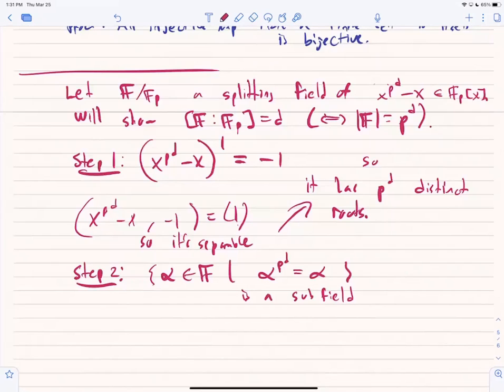So these are all roots of x to the p to the d minus x, and this is a set. So this has size p to the d by the first part, and it also contains all these roots. If this set is a subfield, then it's actually equal to F, because F is supposed to be the smallest subfield that contains all the roots. So if the set of all the roots is itself a subfield, it has to be equal to F. If I can show this, then that shows what we want.